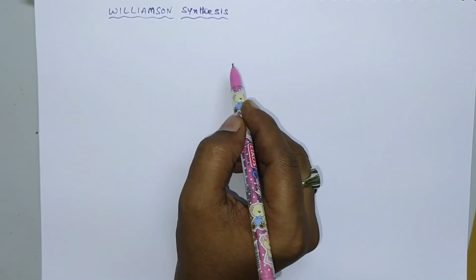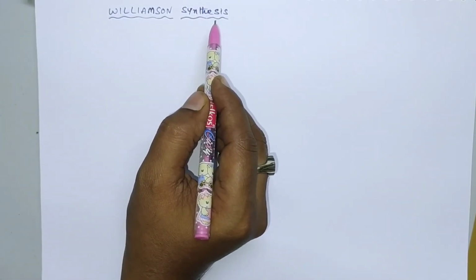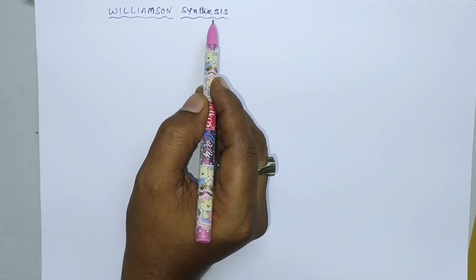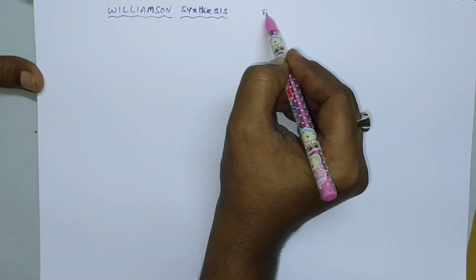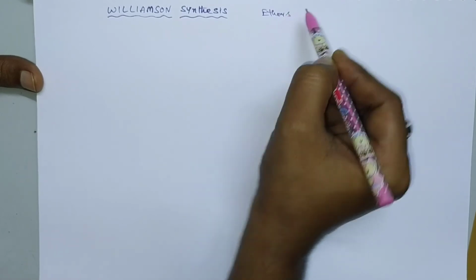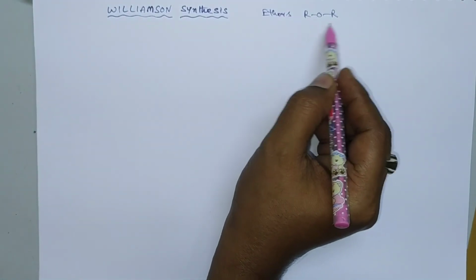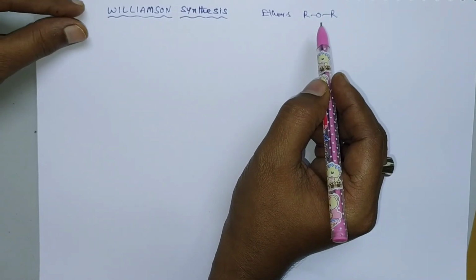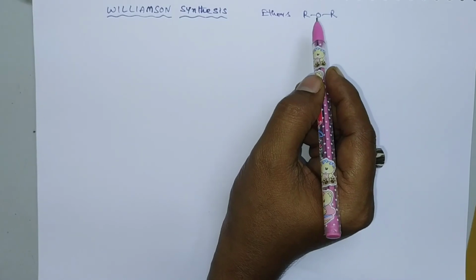So today we are going to discuss the Williamson synthesis. This is one of the important methods for the synthesis of ethers. Ethers have the general formula ROR. This method is useful for the synthesis of both symmetrical ethers and unsymmetrical ethers.